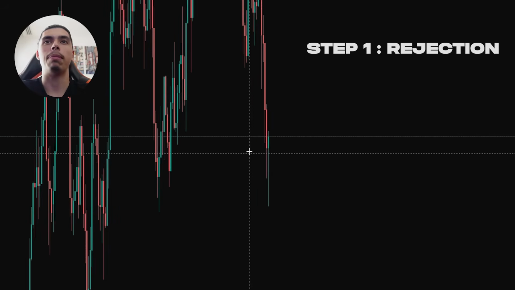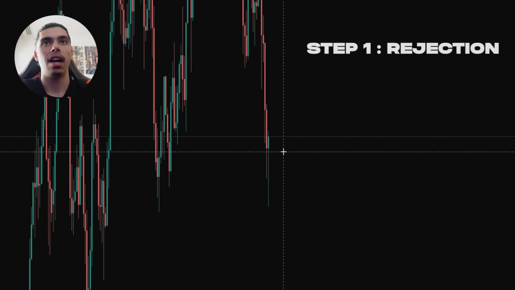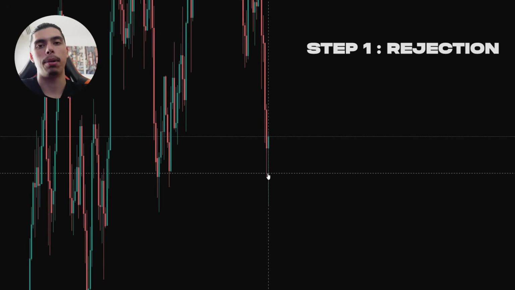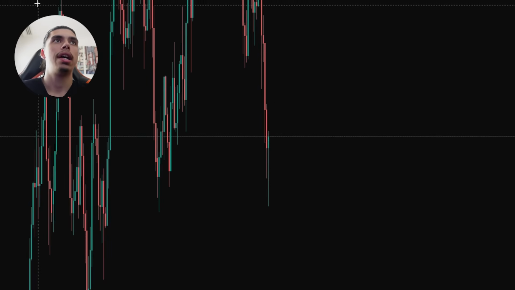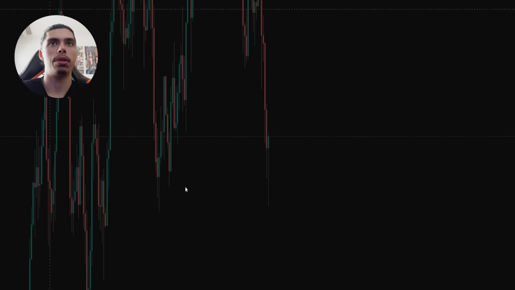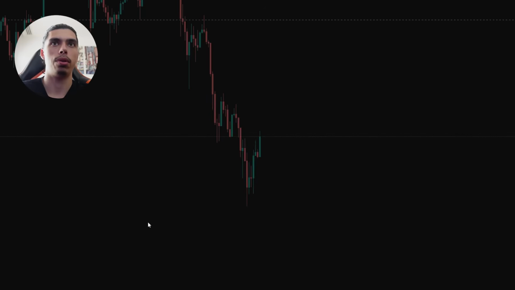So here are the steps. We want to see some type of rejection. A 4-hour candle closing bullish is going to tell us that a rejection is taking place. We can immediately from there start looking for buys. But what if we want to be more accurate? We could be a little bit more accurate and not wait for the 4-hour close. So what we're going to do, not to wait for the 4-hour close, is go down onto the lower time frames, 30-minute and 15-minute more importantly.